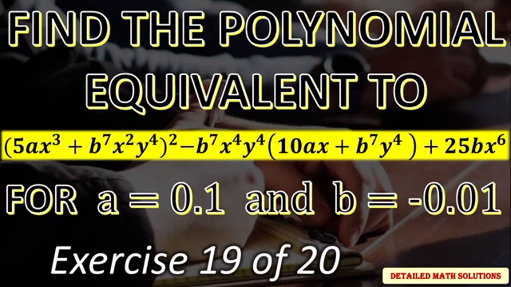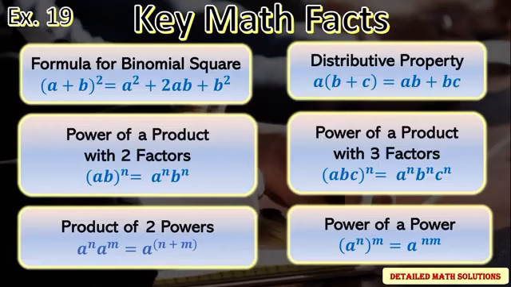In this video, I'm going to write step by step how to find the equivalent polynomial for a equals 0.1 and b equals negative 0.01. To solve this exercise, I'm going to use the formula for binomial square, the distributive property, and the rules of exponents for power of a product with two factors, power of a product with three factors, product of two powers, and power of a power.